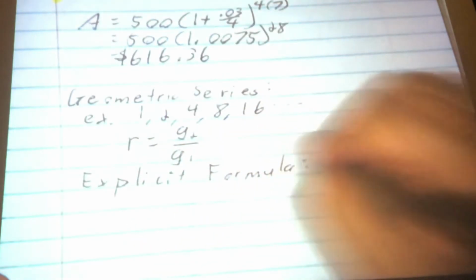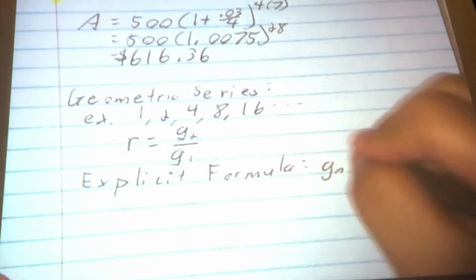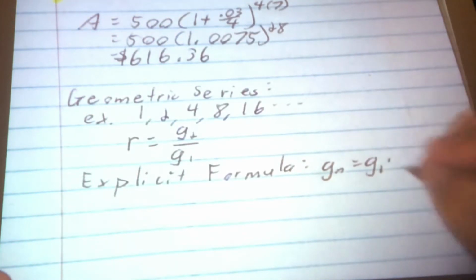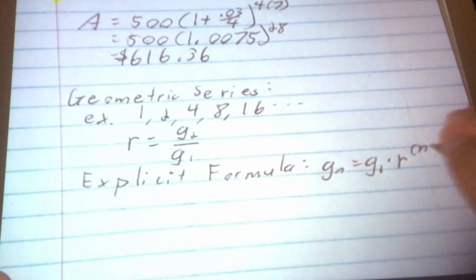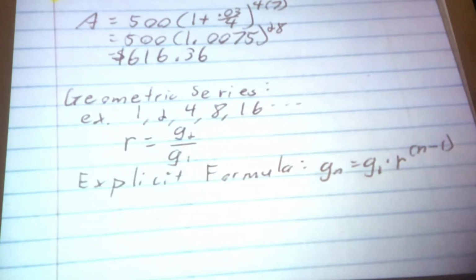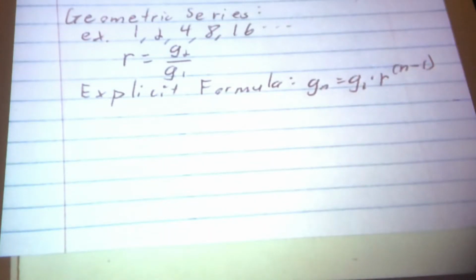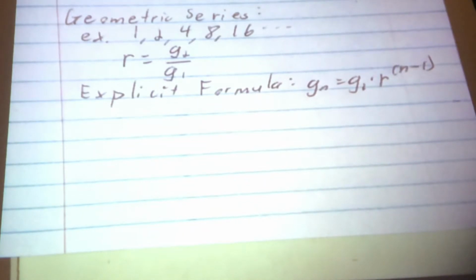The explicit formula for this is G sub n is equal to G sub 1 times R to the power of n minus 1. And just as a refresher, for explicit, as long as you know your first term and your rate, you could find any other term.